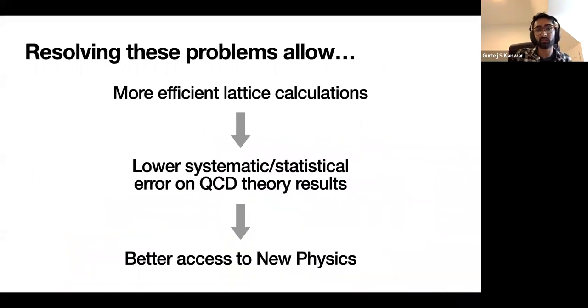So if we could resolve both of these problems, since they both provide obstructions to standard calculations, this would be a significant boost to the efficiency and therefore reduce both systematic and statistical errors on the QCD theory results, giving us better access to new physics. So this is essentially the motivation behind seeking machine learning techniques. The motivation is not necessarily to go particularly to machine learning per se, but to find ways to improve efficiencies of lattice calculations in novel ways.